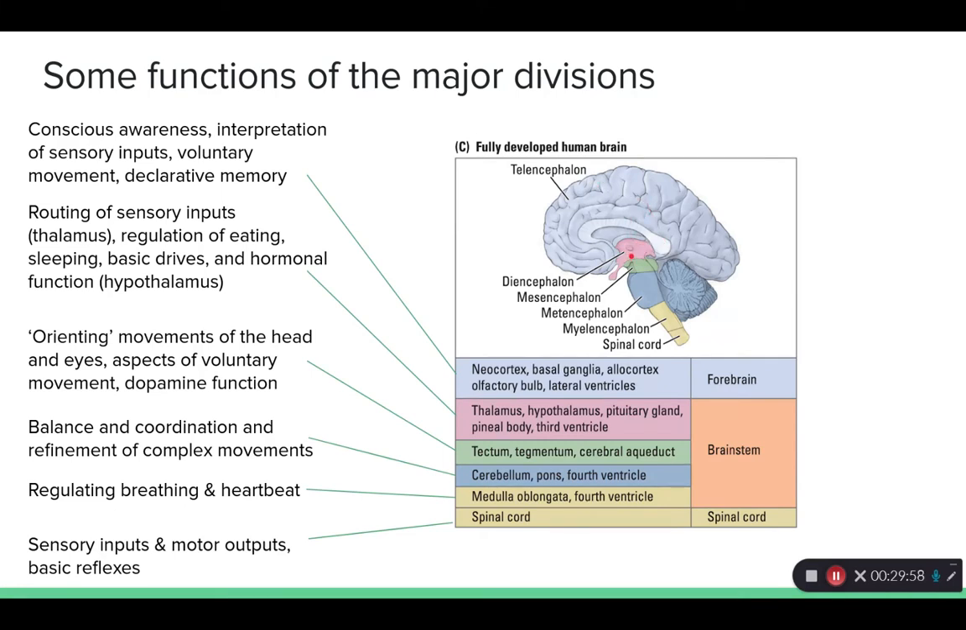Going down to the diencephalon, that consists of parts of the brain that we'll learn about called the thalamus and hypothalamus. The thalamus is important for routing our sensory inputs. The hypothalamus is important for regulating a lot of our basic drives, like eating and sleeping, as well as regulating our body hormones.